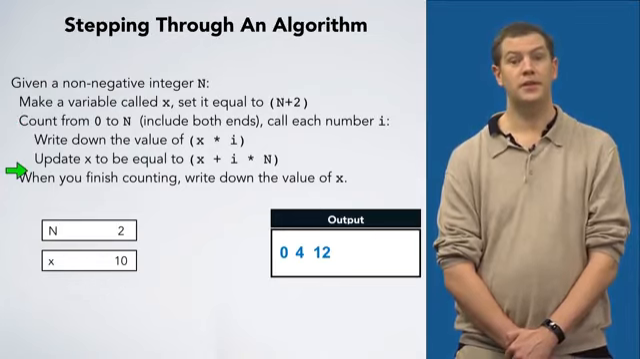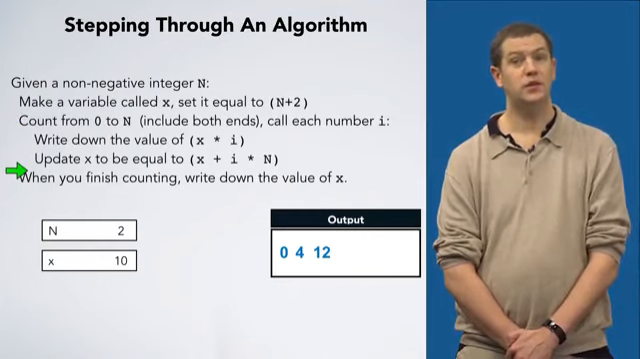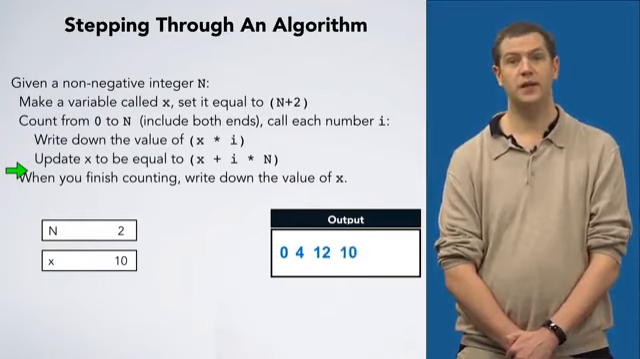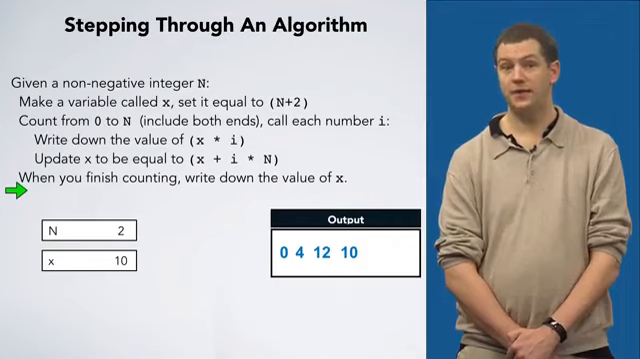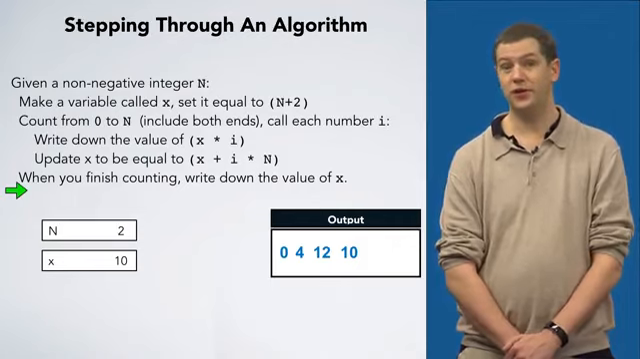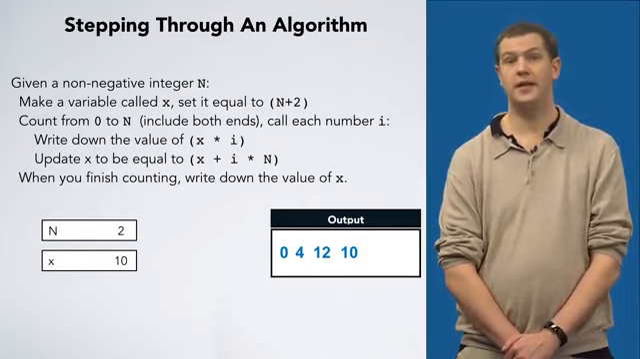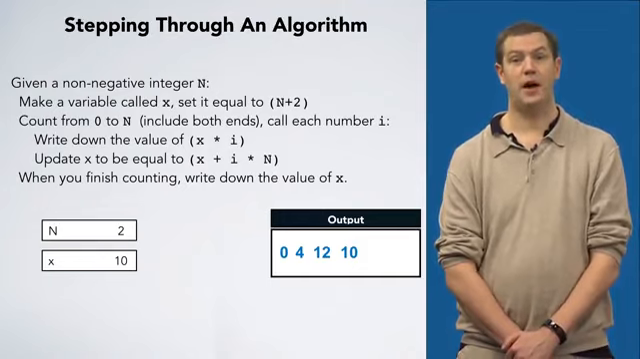Now we want to go to the steps after we finish counting and do them. This one says to write down the value of x. x currently has value 10, so we write that in our output. Now our arrow is at the end of our steps. There's nothing left to do, so we are done. 0, 4, 12, 10 is the sequence of numbers that this algorithm wanted us to generate for n equals 2, which we see in our output box.